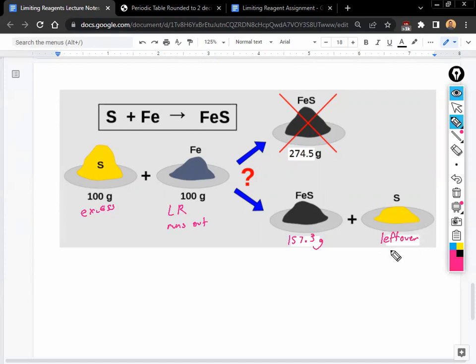And so this is what we're going to learn how to calculate next week. So don't stress too much about it. We got more stoichiometry coming. But this is how we can figure out what the correct answer is. You always want to pick the smaller value.